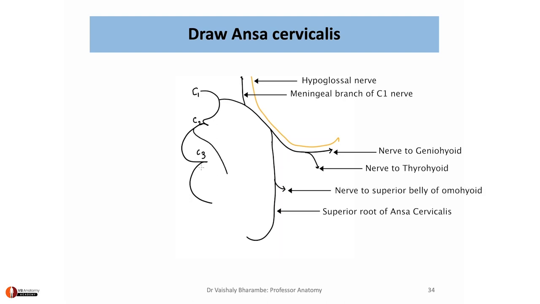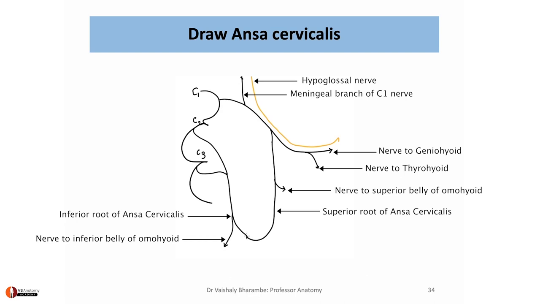Now let's talk about fibers coming from C2 and from C3. These fibers unite to form the inferior root of Ansa. The inferior root meets with the superior root, forming a loop which is called the Ansa cervicalis. From the inferior root, you can see a branch going to the inferior belly of omohyoid, sternothyroid, and the sternohyoid.